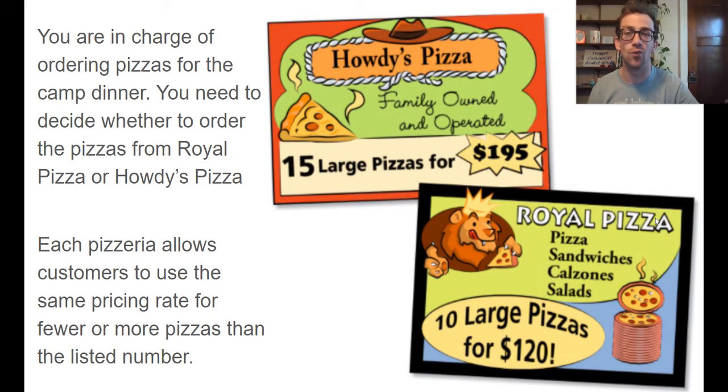Today we're going to be looking at rates in terms of comparing the price in dollars versus the number of pizzas. We're looking at two different pizzerias. They're called Howdy's and Royal. And what's on my screen right now is information about how much the pizzas cost at those two different places. We know at Howdy's, you can get 15 pizzas for $195, while at Royal, you can get 10 pizzas for $120. Your job is going to be to take these rates and use them to find the price of any number of pizzas from both Howdy's and Royal.